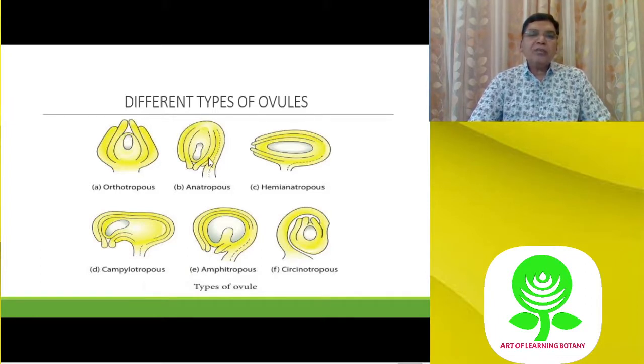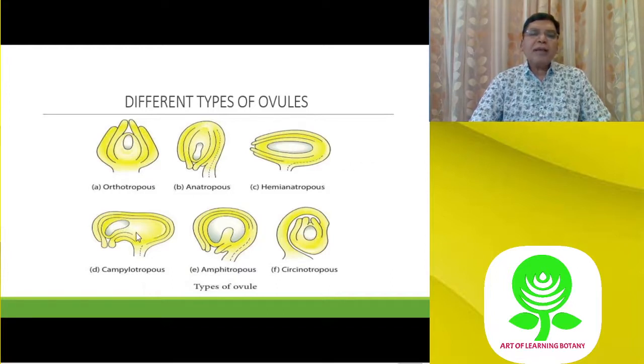Here you'll find it has taken a 180-degree turn. The orthotropous ovule has taken a 180-degree turn and the micropyle faces downwards, very close to the funiculus. This is the very common, typical ovule of angiosperms. Now this one is a 90-degree turn from the orthotropous ovule. It is called the hemianatropous ovule.